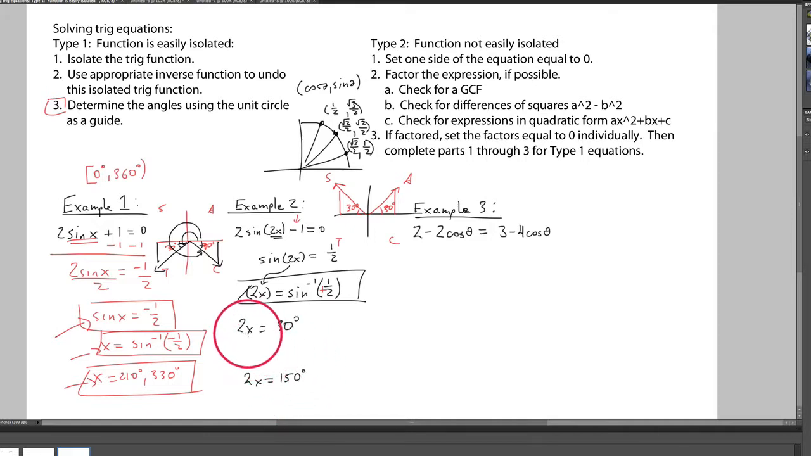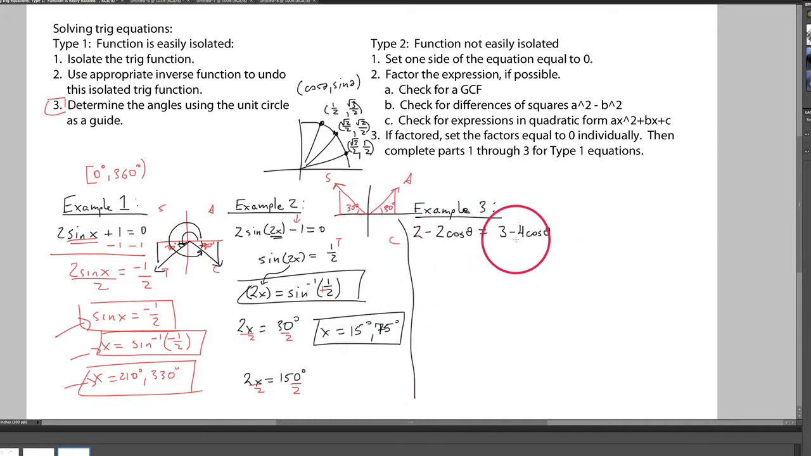So the other step that we have to take here is we have to make sure that we finish up by just dividing these by the coefficient of x, which in this case leaves us with either x is 15 degrees or it's half of 150, which is 75. Okay, so that just has one additional step that we have to take in order to solve it.